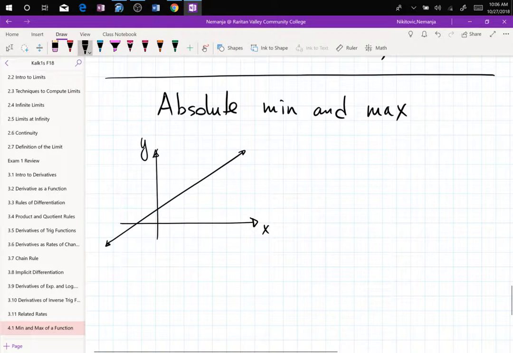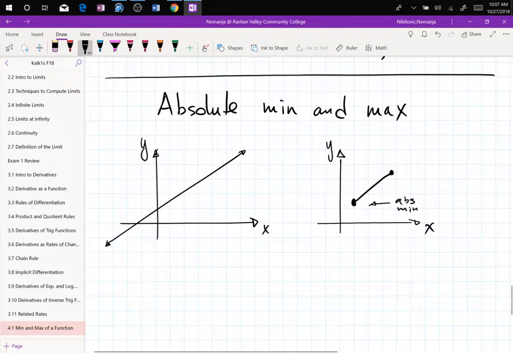But now, if I take the same line and I just chop a piece of it, does that have a min or max? And the answer is yes. In this case, the endpoints. So here is your ABS min, and here is your ABS max.